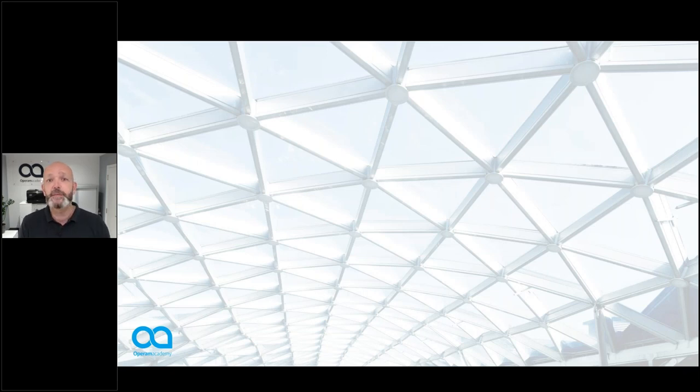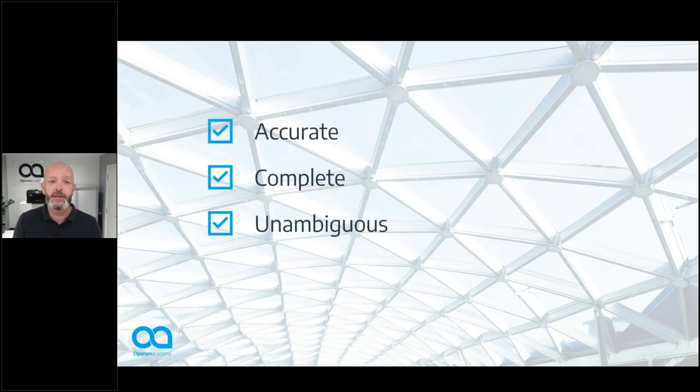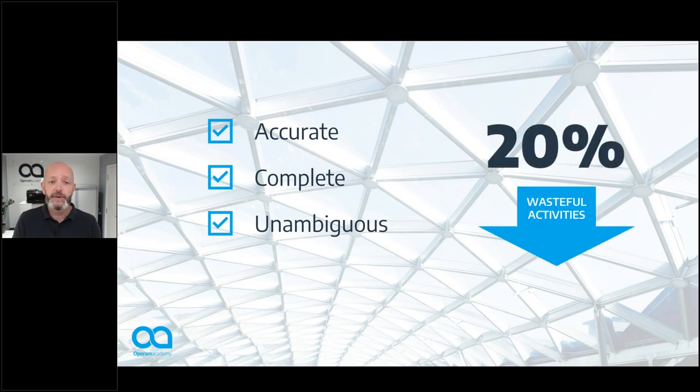So to take on this particular challenge, John Egan put a team together to develop a process for the collaborative production of information that could ensure that information would be accurate, complete, and unambiguous. And cutting a long story short, the process was developed and implemented on the Heathrow Terminal 5 project, and then independently tested on the Avanti Research project. The research indicated that projects of any size that adopted this process could reduce wasteful activities by up to 20%.